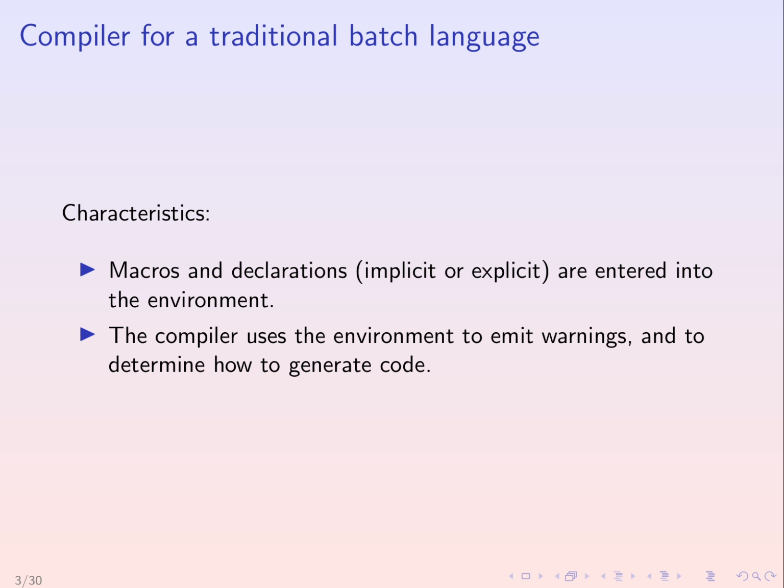So to summarize the characteristics, there are macros and declarations, and I don't make the difference here between the C preprocessor and the compiler itself. So macros and declarations are entered into the environment, and the compiler uses the environment to emit warnings and perhaps to determine how to generate code, given that a declaration might determine exactly how the code for a function call is generated.